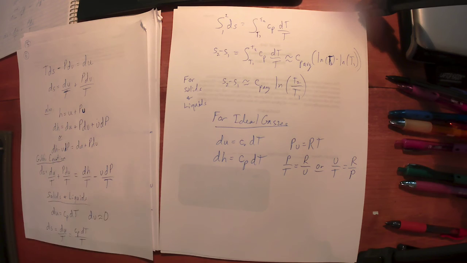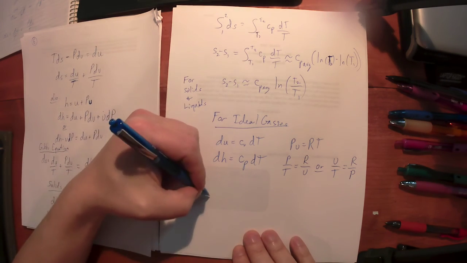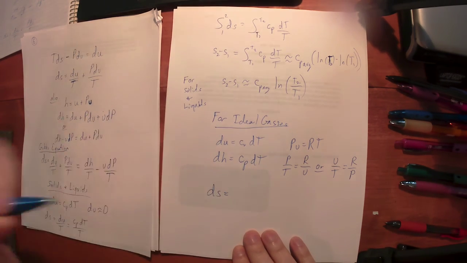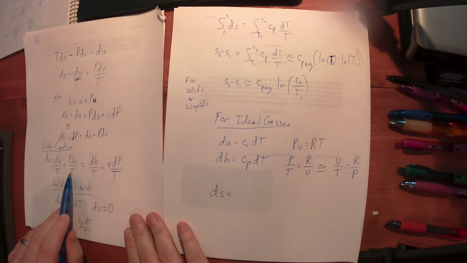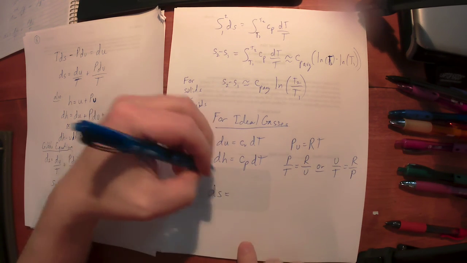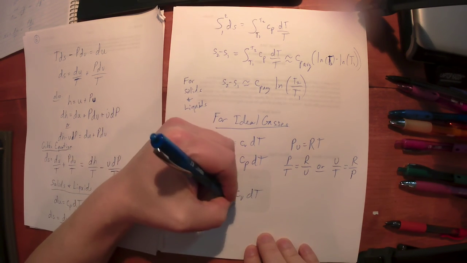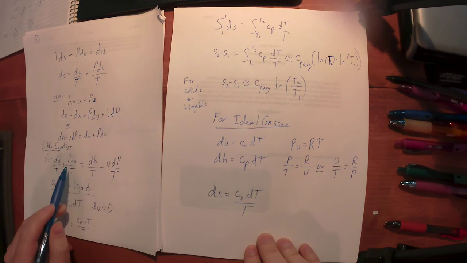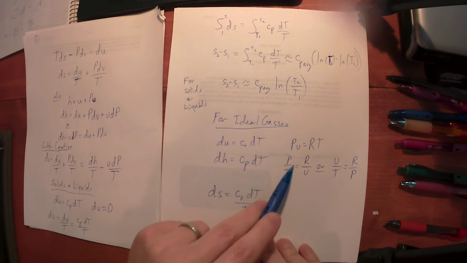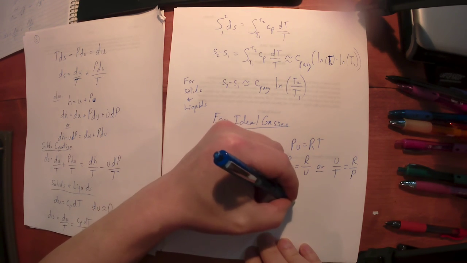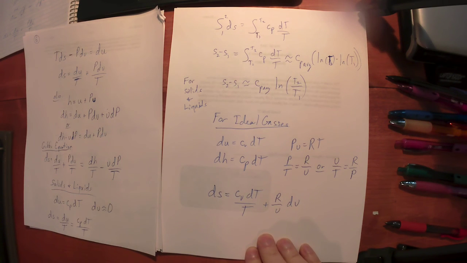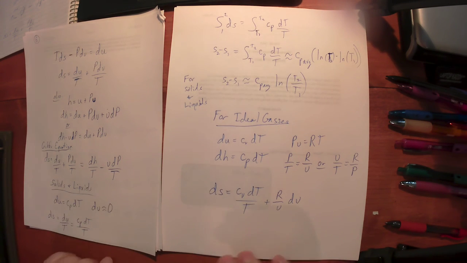Okay? Now, why would I do that? Well, let's look. Remember, ds, we said, is du over T plus P dV over T. Let's plug these in. So I'm going to say du is C sub V dT over T. And I've got P over T dV. I said P over T is R over V, so this is plus R over V dV. So now, we'll stop there. That's an okay stopping place. It's not ideal. We'll finish out on one last video.